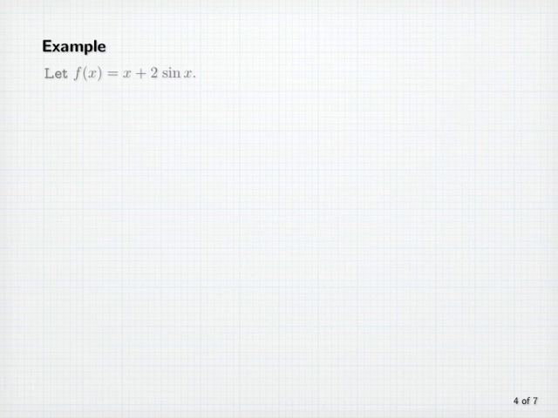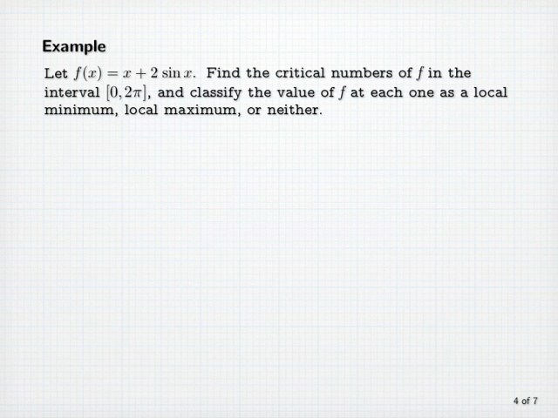Another example. Let f of x equal x plus 2 times sine x. Find the critical numbers of f in the interval 0 to 2 pi and classify the value of f at each one as a local minimum, a local maximum, or neither. So let's take the derivative. F prime of x will be 1 plus 2 times the derivative of sine x, which is cosine x.